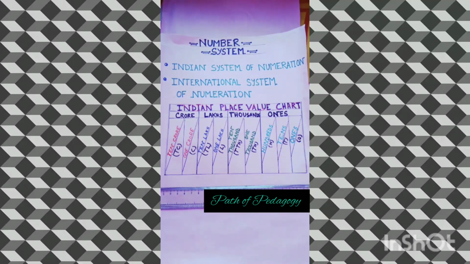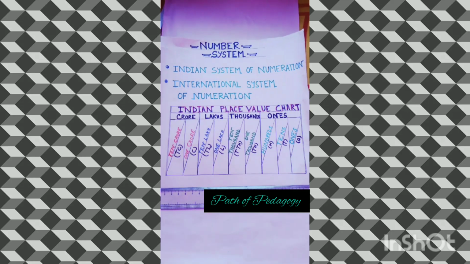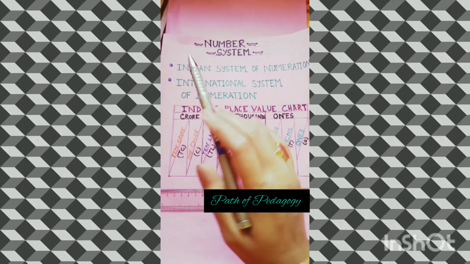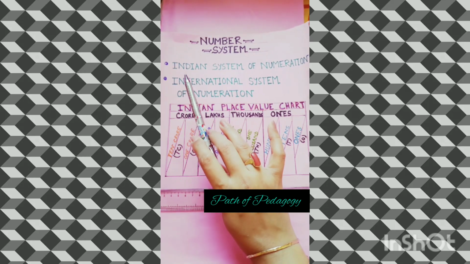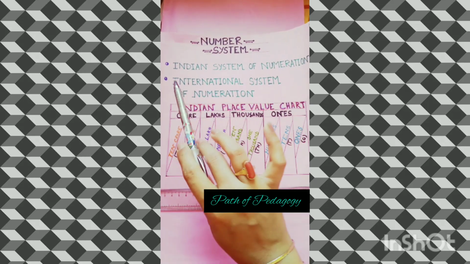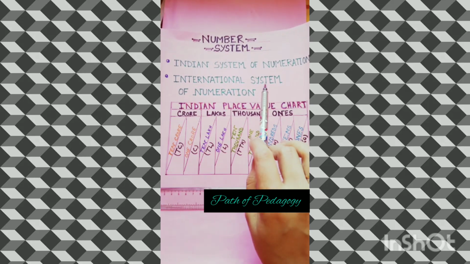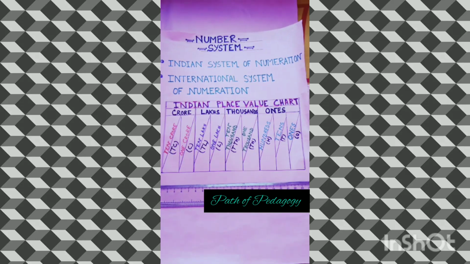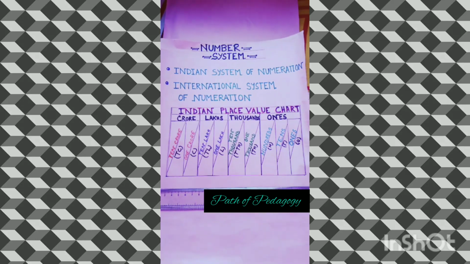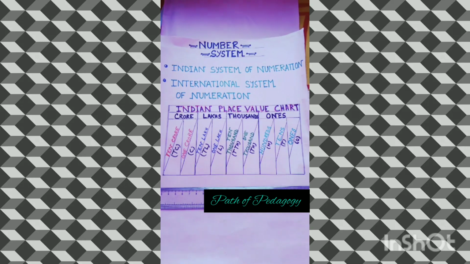Today we will start number system for class 5. Now we know that there are two types of number system. One is Indian system of numeration, another one is international system of numeration. Today we will first learn Indian number system.